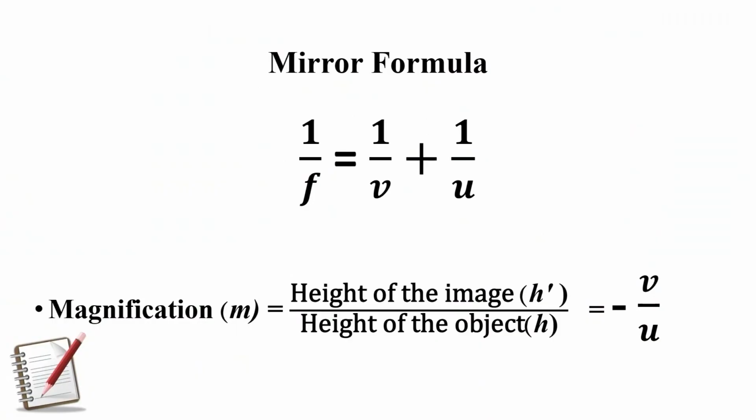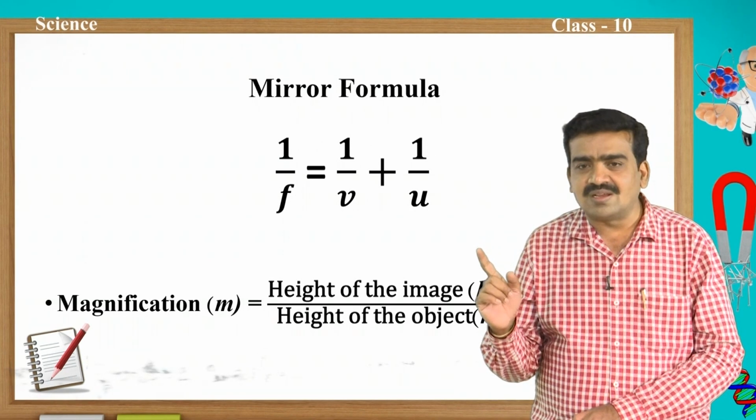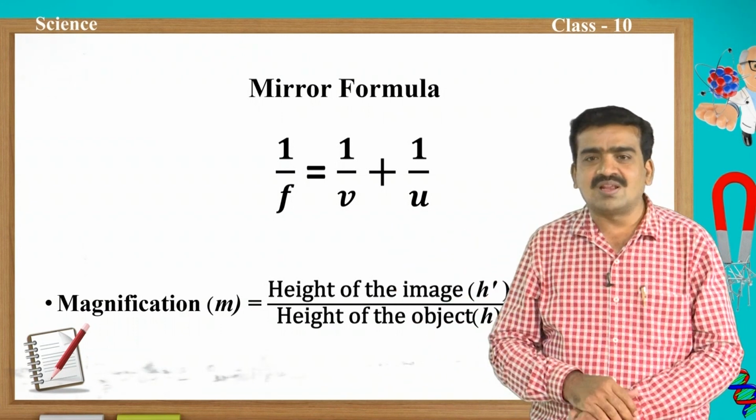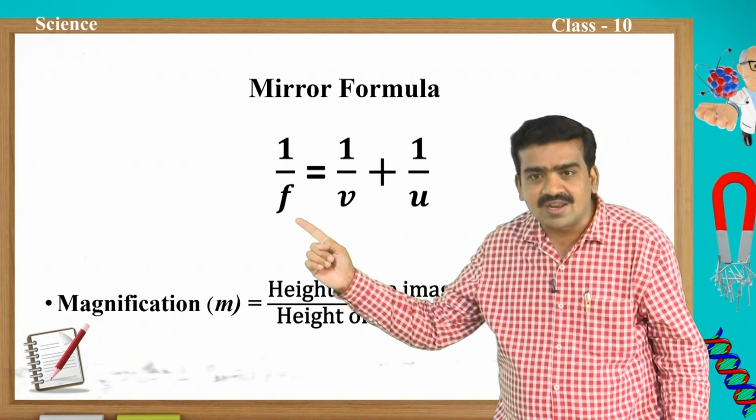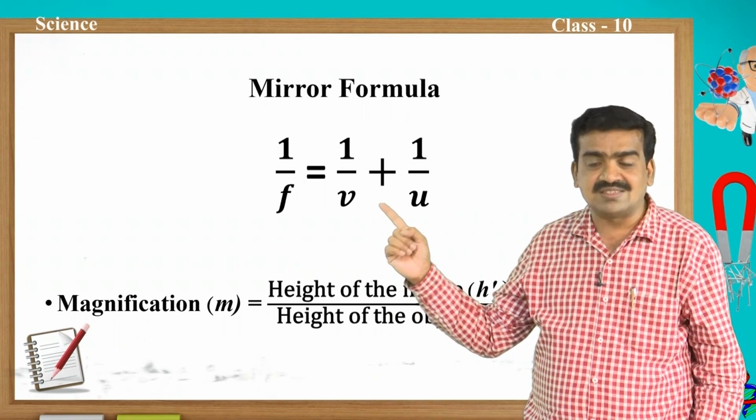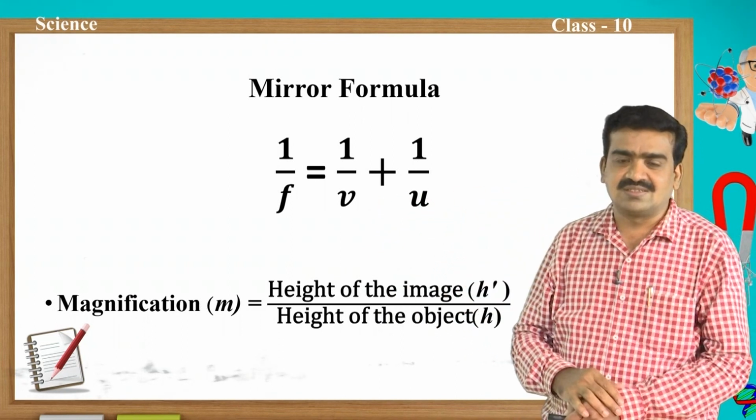My dear student, we are going to use the mirror formula to calculate the focal length, image distance and object distance given in the numericals. Here the mirror formula is 1 over f is equal to 1 over v plus 1 over u. f indicates focal length, v indicates image distance, u indicates object distance.